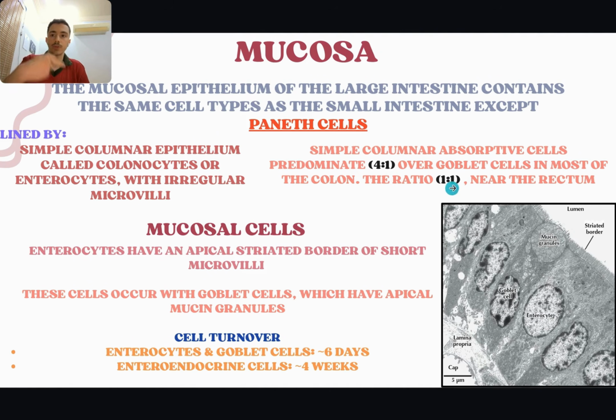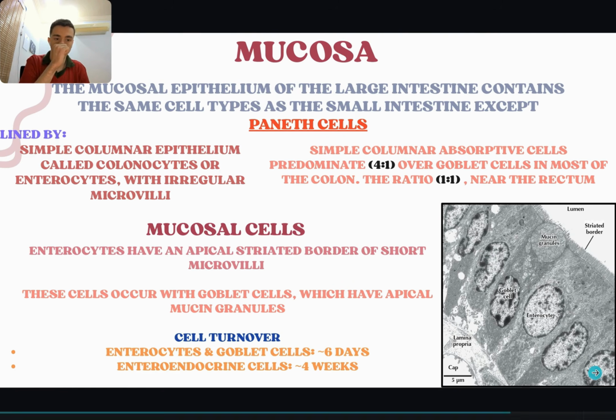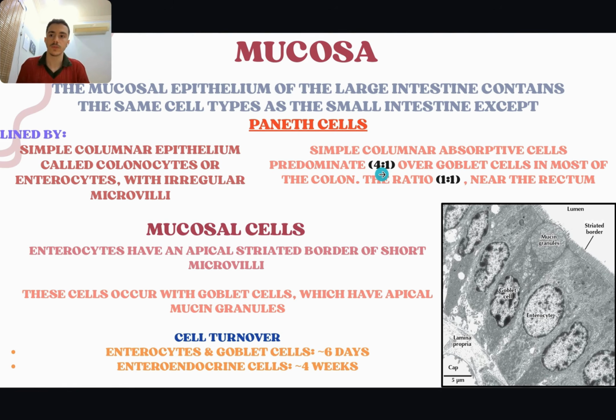But as you go toward the rectum, near the rectum, the ratio becomes 1 to 1. Columnar cell, goblet, columnar cell, columnar, like you can see here. So this is the goblet cell. Here, 1, 2, 3 columnar cells, but then 1, 2, 3 columnar with only one goblet in the middle. So the ratio will increase till it becomes 1 to 1. 4 to 1 for the columnar, but then 1 to 1 columnar to goblet in the rectum.